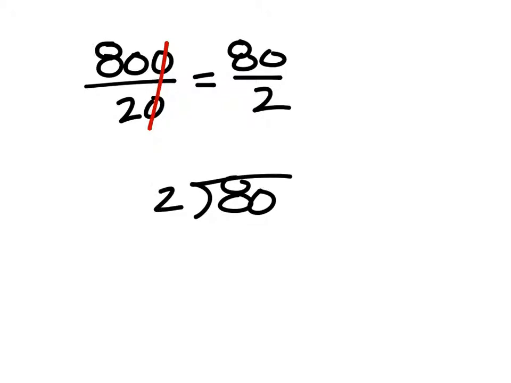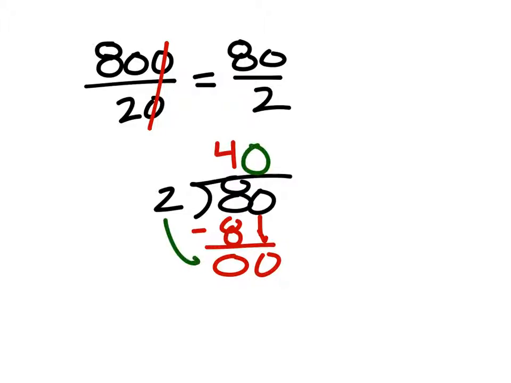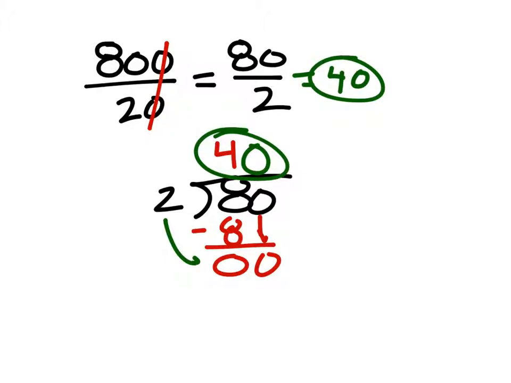So how many times does 2 go into 8? 2, 4, 6, 8. And that's 4 times. 4 times 2 is 8. In the tens position, let's subtract that out. We get 0. So then in the next place value, the ones place value, how many times does 2 go into 0? Well, 0 times. And that would give us 40. So as it turns out, the answer to this one, from the beginning, whether you did 800 divided by 20 or 80 divided by 2, it is 40.